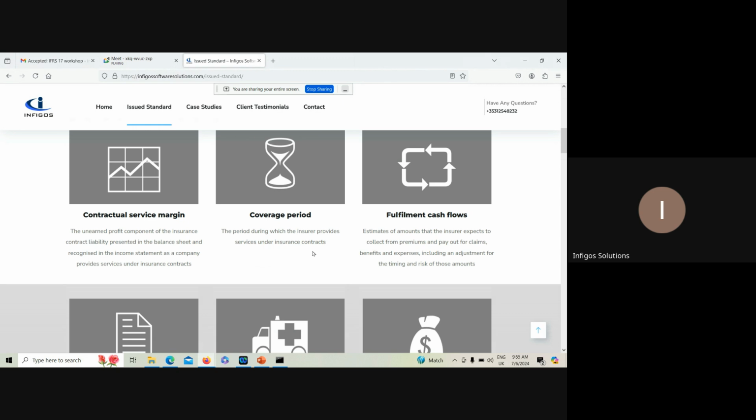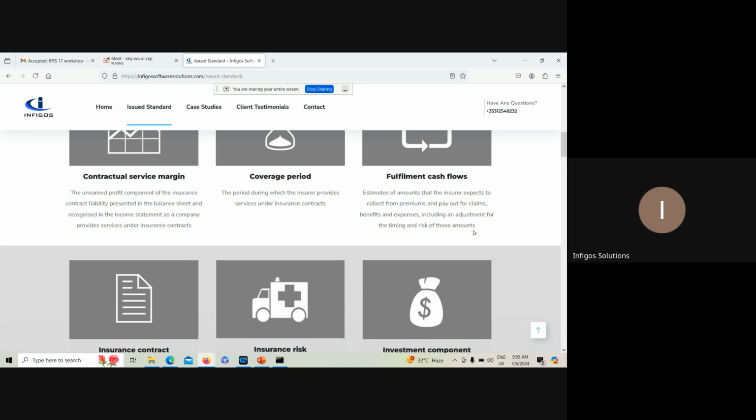Then we have the contractual service margin. The contractual service margin is a profit which the insurance company is about to book but has not booked yet, which means that as the service is provided, the profit gets booked over the coverage period. Fulfillment cash flow is the cash flow related to premiums, claims, benefits and expenses, with any adjustment for the timing and the risk of these amounts.